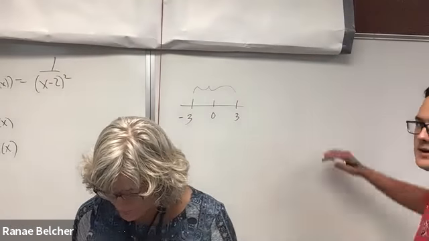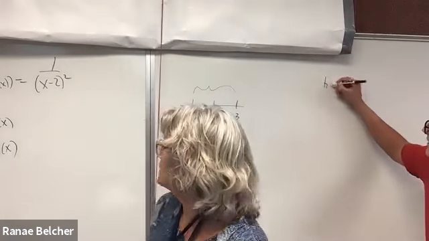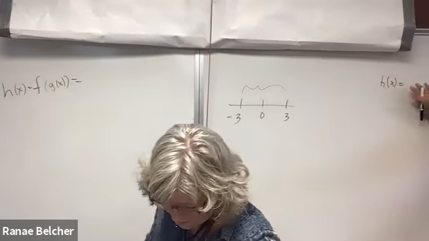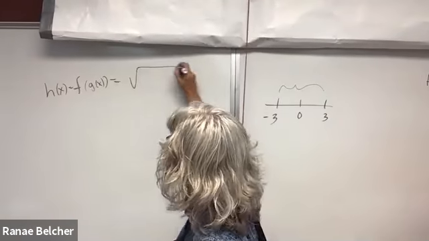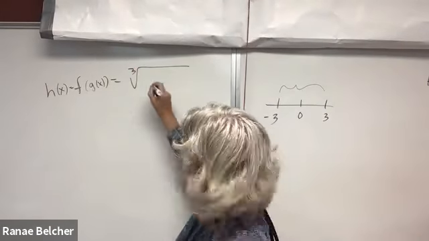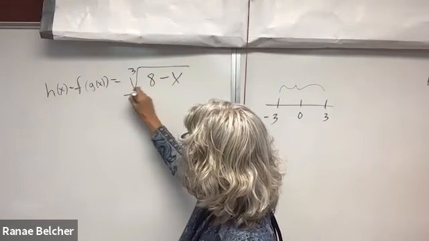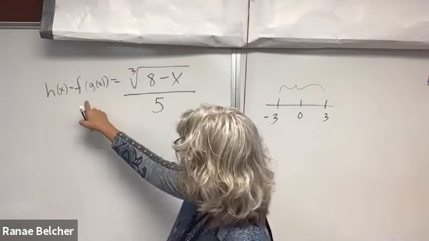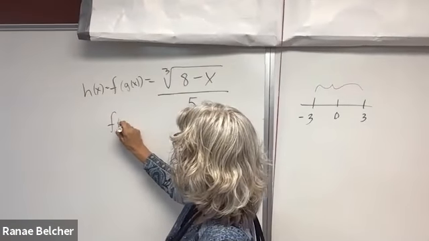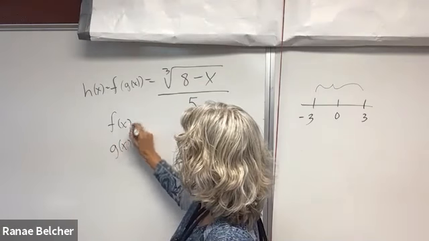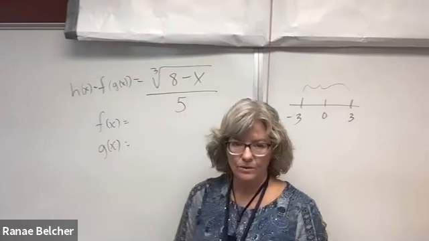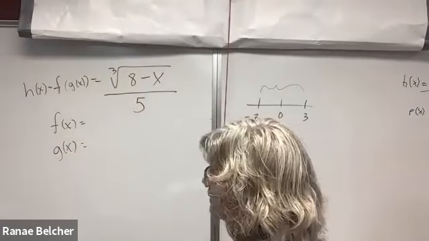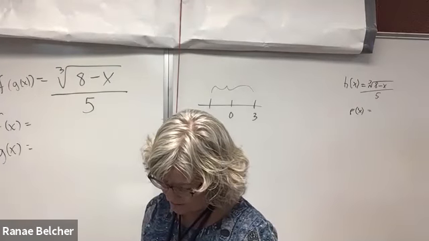Okay, write this down. h of x equals the cubed root of (8 minus x) all over 5. Tell me what f of x is and what g of x is. What did you plug into what to get that function? And there's more than one right answer for these.